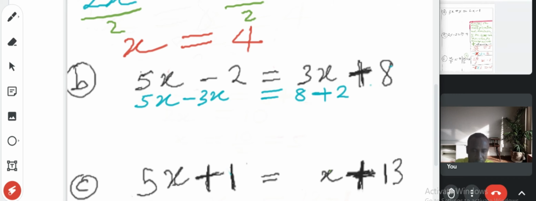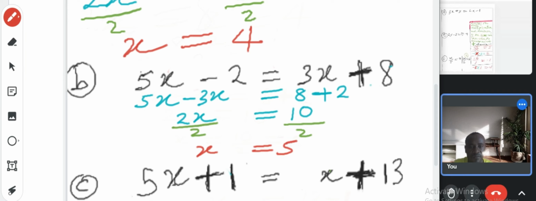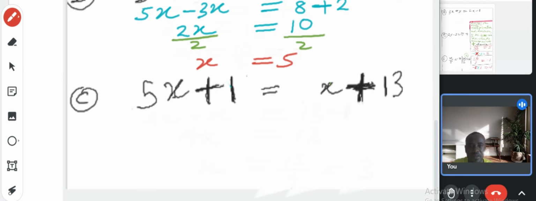Then you do 2x divided by 2. So I divide both sides by 2 also. Whatever is attached to x is what you divide it by. So what will be left will be x. So x will be equal to 5, which is the answer. Let's go to the next one, C.